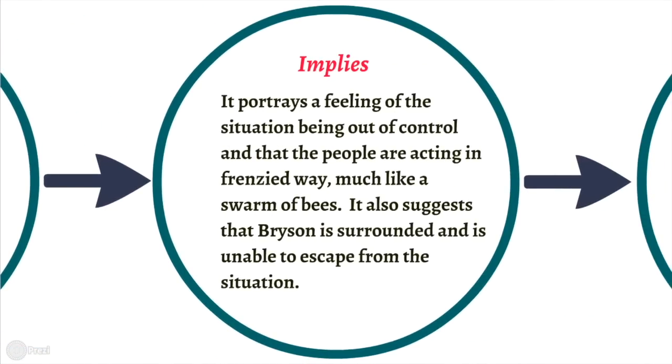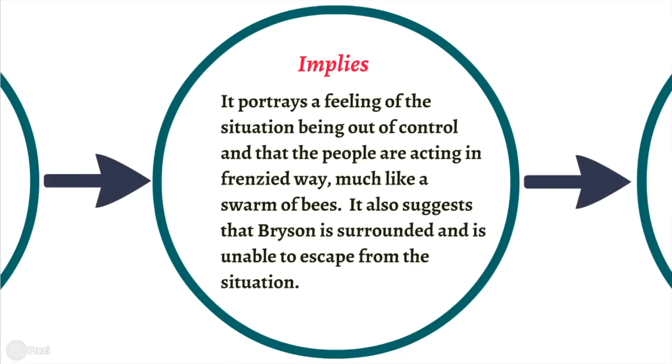Then here comes the most important bit. So you need to infer and suggest what that shows. So I've said it portrays a feeling of the situation being out of control and that the people are acting in a frenzied way, much like a swarm of bees.